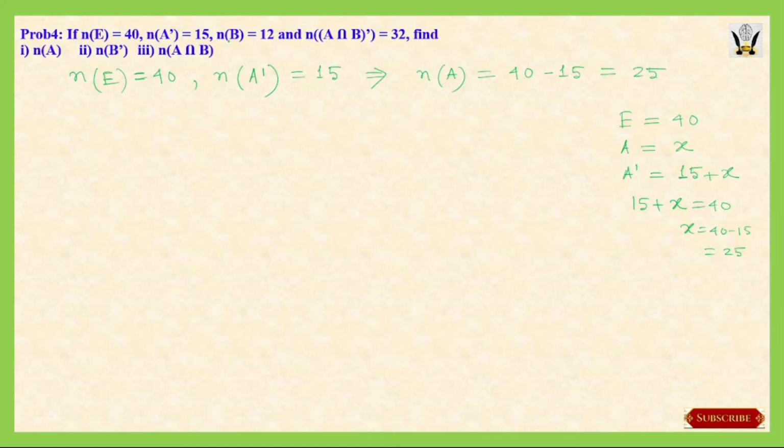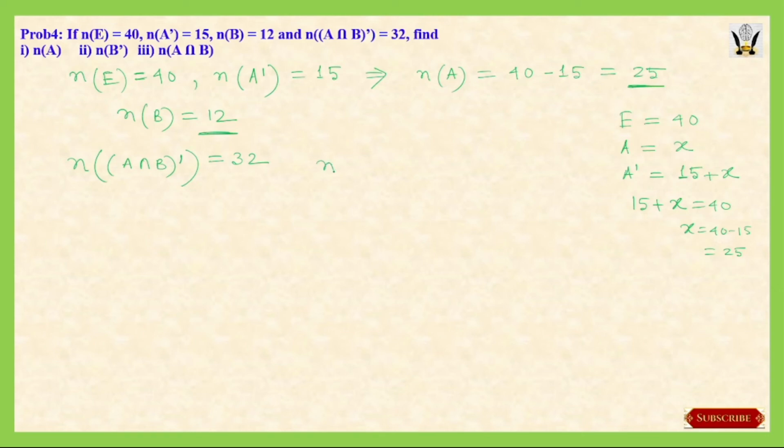Now again, n of B is given, the cardinal number of set B, and that is 12. So that is directly given. n of A we have found, which is 25. n of B is given, that is 12. And there is another relationship given, which is the complement of the intersection operation between A and B, and that value is 32. So every value will be based on this universal set only. So the cardinal number of the complement of the intersection operation is 32.